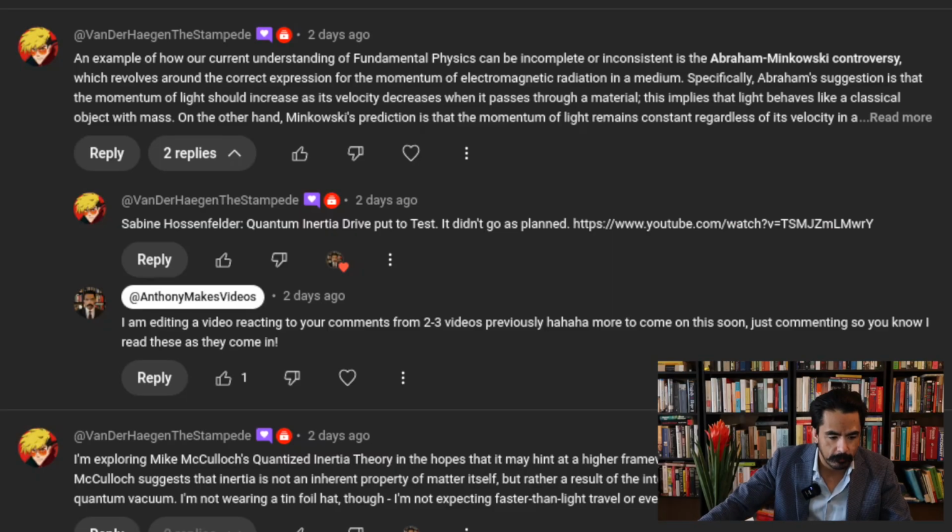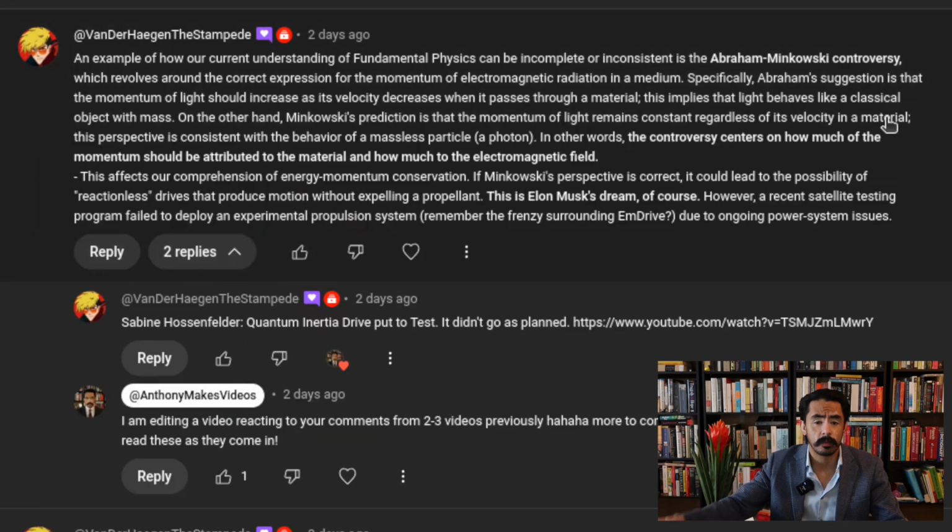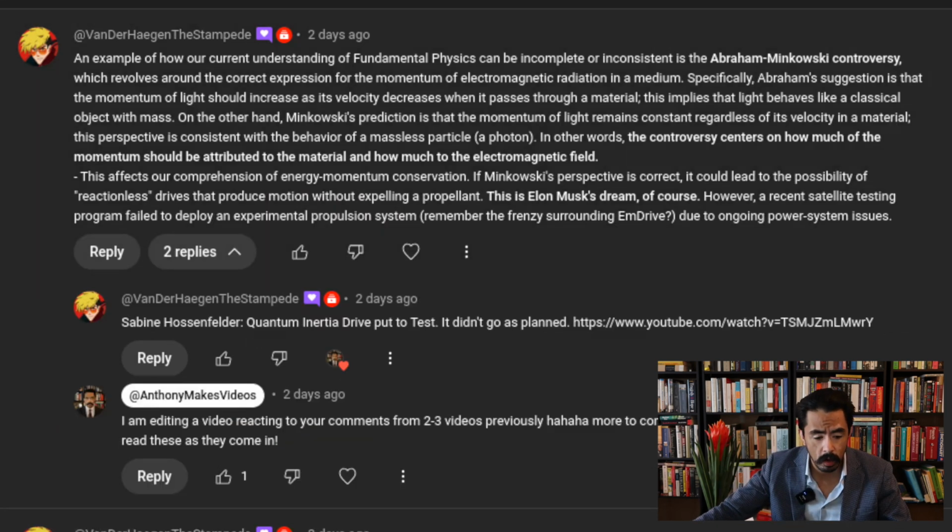Vanderhagen the Stampede writes: an example of how our current understanding of fundamental physics can be incomplete or inconsistent is the Abraham-Minkowski controversy. This is interesting because immediately I'm thinking Minkowski cone, which revolves around the correct expression for the momentum of electromagnetic radiation in a medium. Specifically, Abraham's suggestion is that the momentum of light should increase as its velocity decreases when it passes through a material. This implies that light behaves like a classical object with mass.